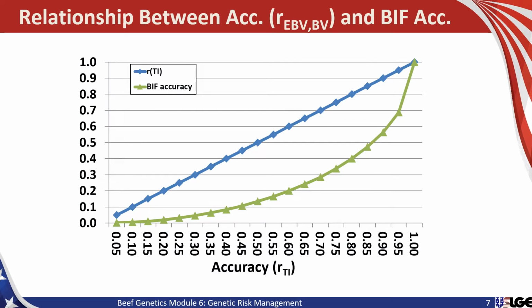This picture demonstrates the relationship in a pictorial way between accuracy on the R scale and accuracy on the BIF scale. You'll notice that as R accuracy increases at a linear rate, BIF accuracy increases at a curvilinear, or quadratic, rate. And that's due to this scaling effect between R accuracy and BIF accuracy.